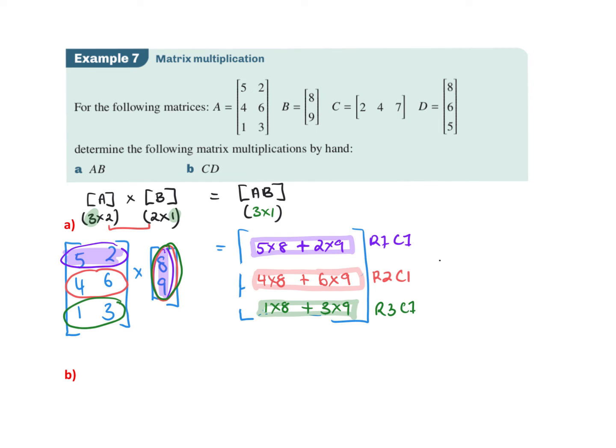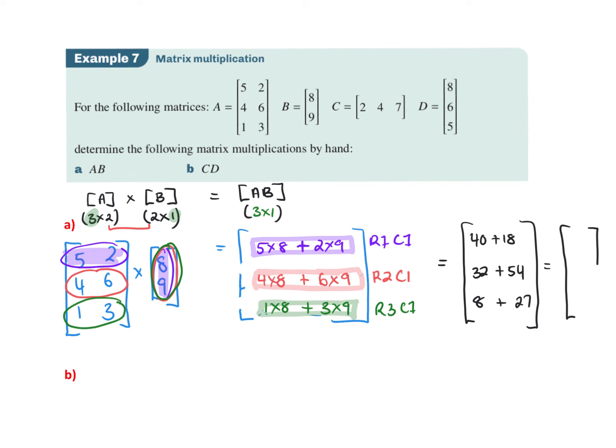All right, so then you could obviously tidy that up and actually do those numbers. So 5 times 8 is 40, plus 2 times 9 is 18, and that one would be 32 plus 54, and 8 plus 27, and then you can even tidy it up one more time, add them together. So you end up with 58, 86, and 35. So can you see this is a 3 by 1, which is what you said your answer was, wasn't it? And we've got it there.